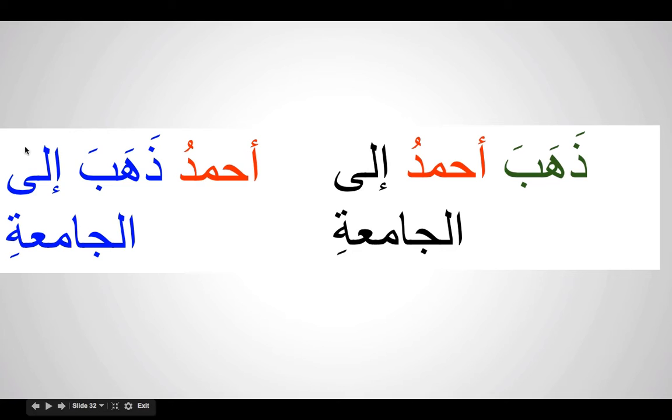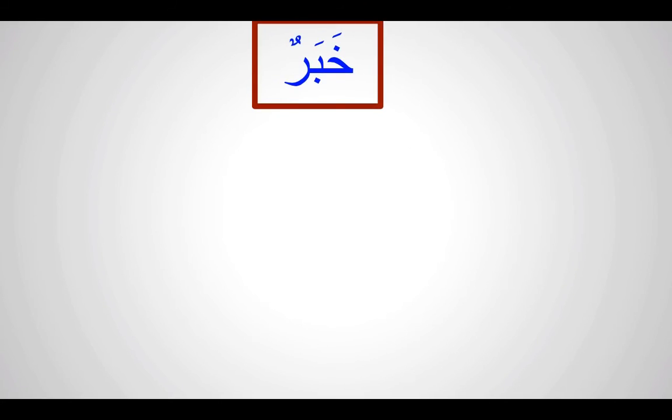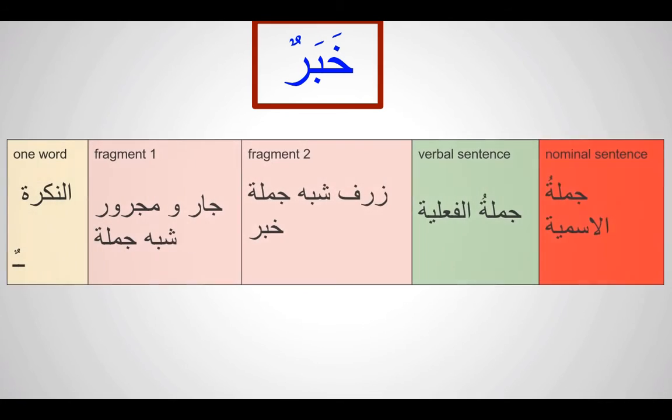So this is Jumlatul Fi'liya. If you just ignore Ahmad, and just look at Dhahaba ilal Jami'a, it is itself a verbal sentence: he went to university. So this verbal sentence is coming as khabar for Ahmad. And we have done different types of khabars. Subhanallah. Let's revise what we learned about khabar. We know about mubtada, and we have done different types of khabars. What are those different types of khabars?